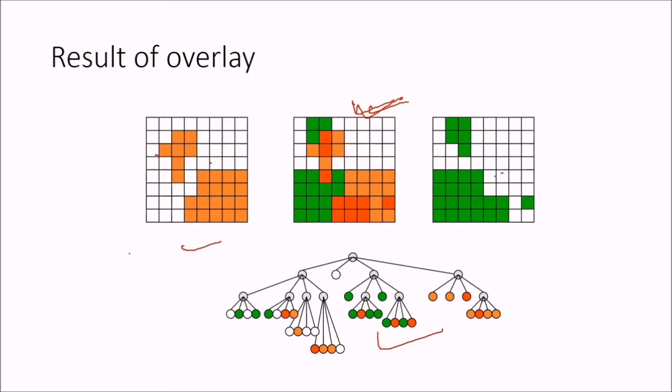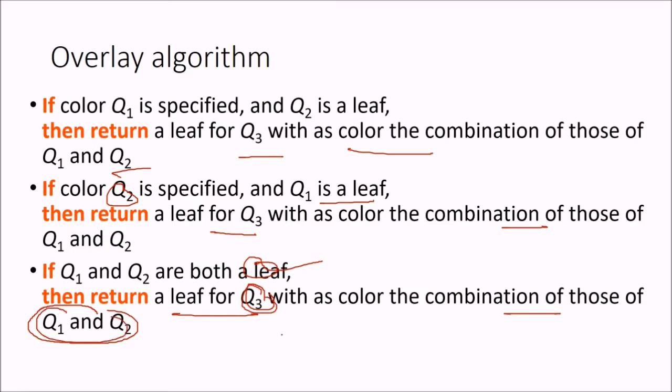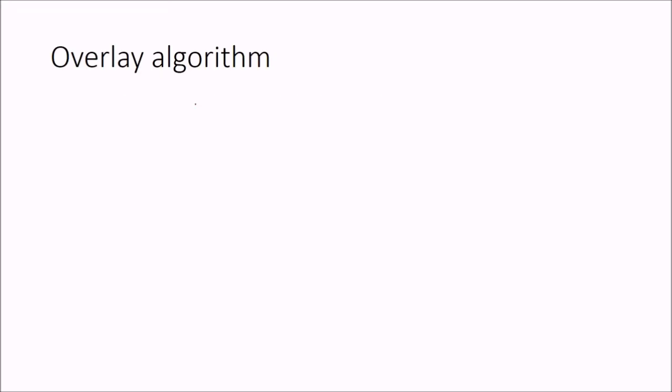Let me show you again. So these are the results. As you see, this particular area, this red area, is giving you the overlay exactly one over another. So that is why, in this algorithm, if both are leaves, we return a final leaf as a color combination of q1 and q2. So that is why we have red, the combination of the green and the orange one.